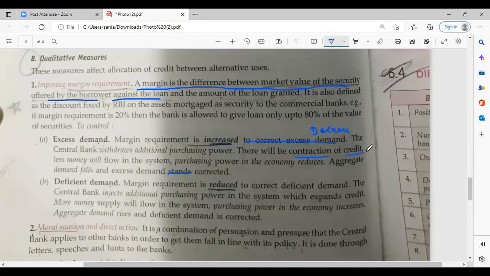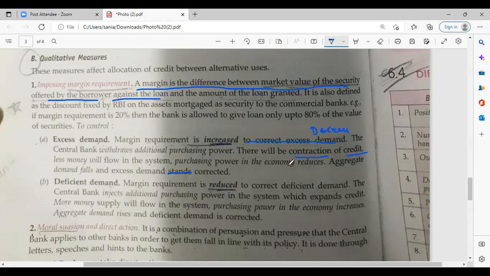Credit means loan. Nobody will take a loan. Earlier, 8 of you were coming to me saying, "Ma'am, I want a loan, I want a loan." But now, nobody will come to me. So there will be a decrease of credit. Less money will flow in the system. Earlier, you had 800 rupees, right? But now, I took your purchasing power. I increased the rate, so only 4 people came to me. Now you have less money with you, so less money will flow in the system.